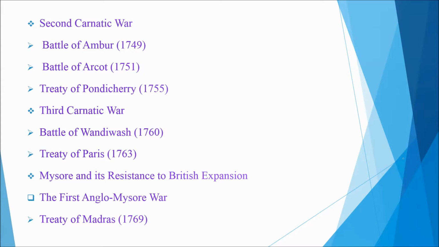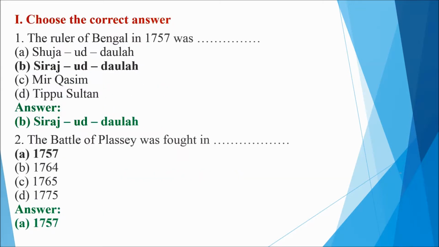Next, we have Mysore and its resistance to British expansion. Then we have the First Anglo-Mysore War. Under this, we have Treaty of Madras. Now, we are going to revise the book back questions with answers. Roman letter 1. Choose the correct answer.